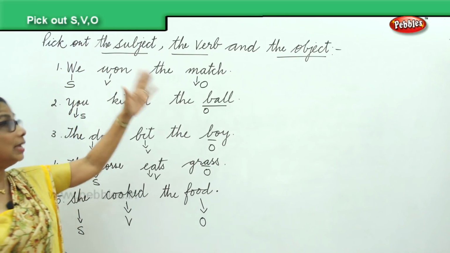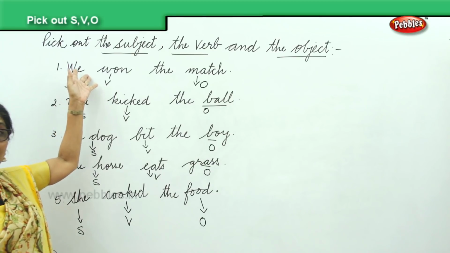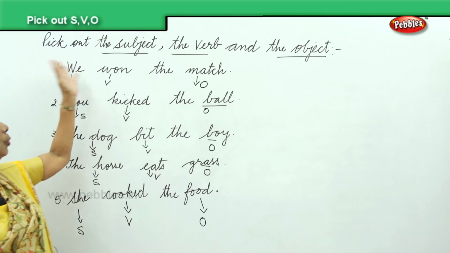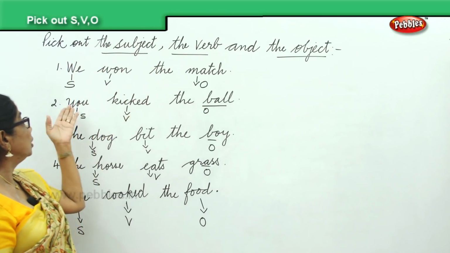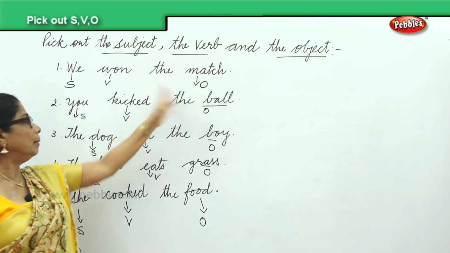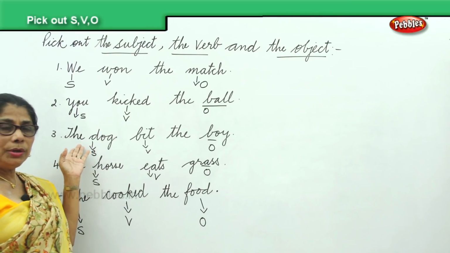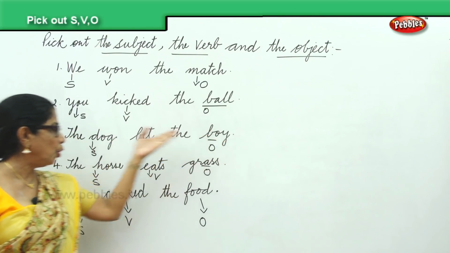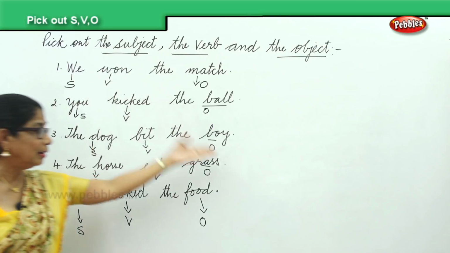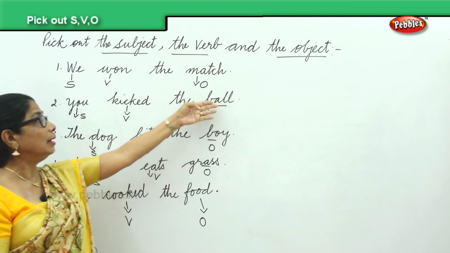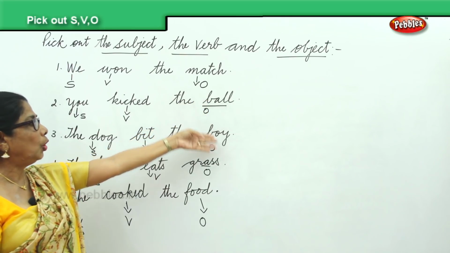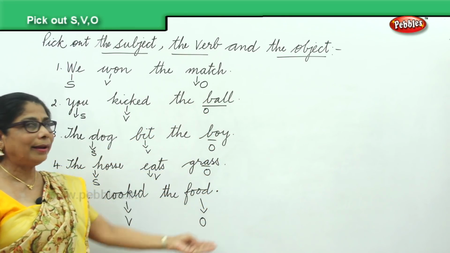Now, what is the object? What did we do to get the match? They won the match. They had to win there to play. So the match. What did you kick? The ball. Who did the dog bite? The boy. What did the horse eat? The grass. What did she cook? Food. So you have objects, the match, ball, boy, grass and food.